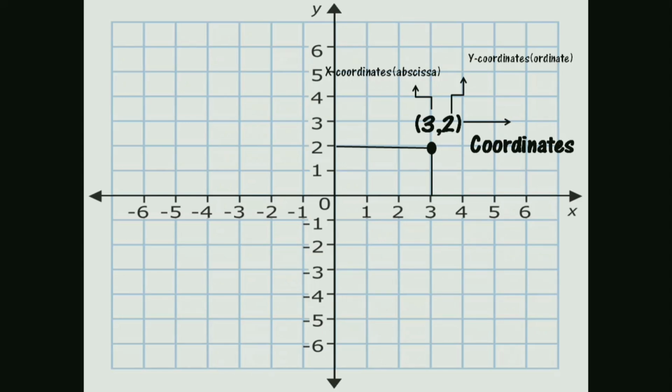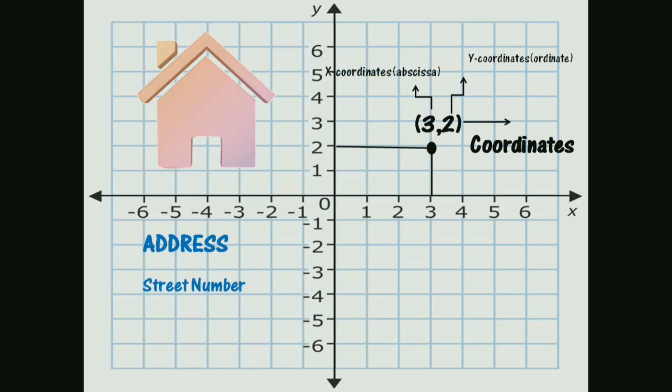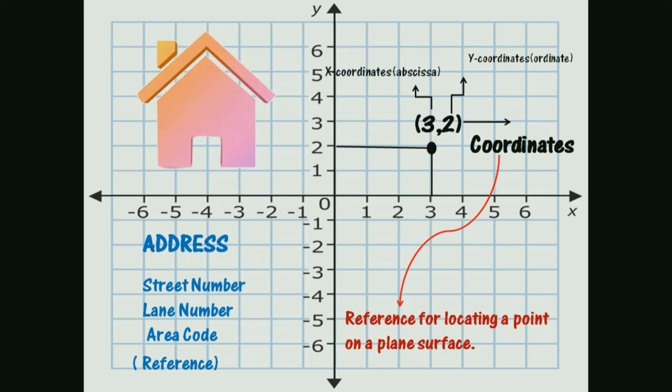For example, if I want to write the address of my home, I will give the street number, line number, area code, etc. All these things are references to reach my home. Similarly, these coordinates are references for locating a point on a plane surface.